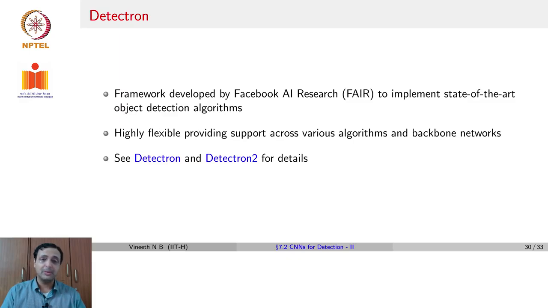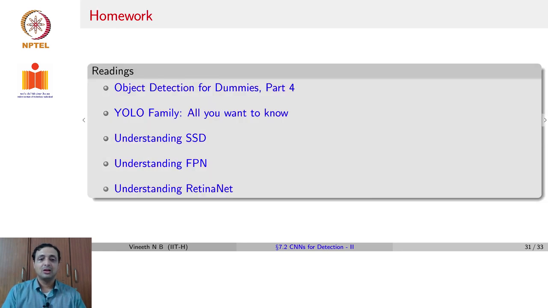There are implementations of all of these contemporary detection methods, both dense sampling methods and the region-based proposal methods, in a popular library known as Detectron. Detectron was provided by Facebook AI Research, especially to promote usage of object detection algorithms. So if you're interested in implementing any of these object detection algorithms for any of your projects, you can look at Detectron or Detectron 2 for further details. So your readings are a continuation of object detection for dummies, this time part 4 for the dense sampling methods.